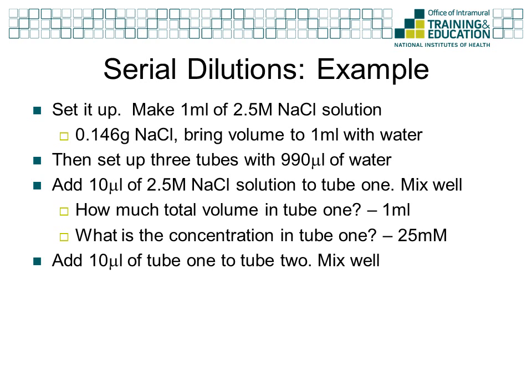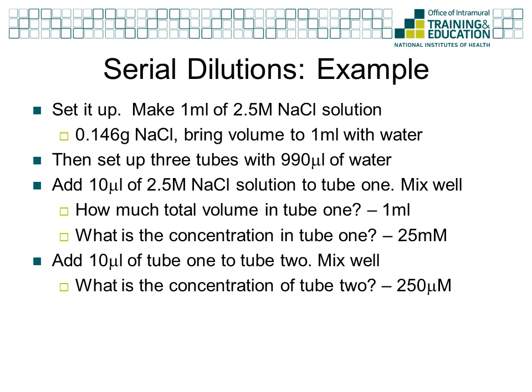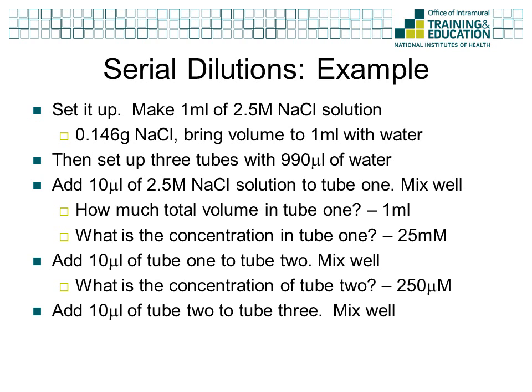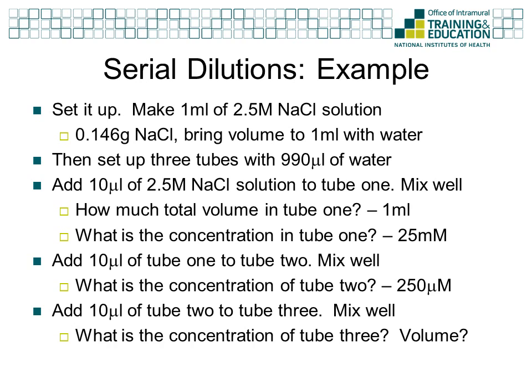Now, add 10 microliters from tube 1 to tube 2 and mix well. You will again have 1 milliliter total volume in tube 2, but what concentration do you have? 250 micromolar. Again, add 10 microliters from tube 2 to tube 3 and mix well. And the final concentration and the volume of tube 3 is 1 milliliter of 2.5 micromolar NaCl.